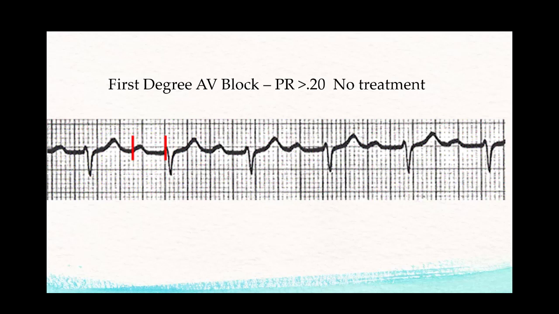So for whatever reason, the conduction has slowed down as it's going through the AV junction, and our PR interval reflects that. It gets much longer. This is a normal variant. There's really no treatment, and your patient really doesn't have any signs or symptoms from this.